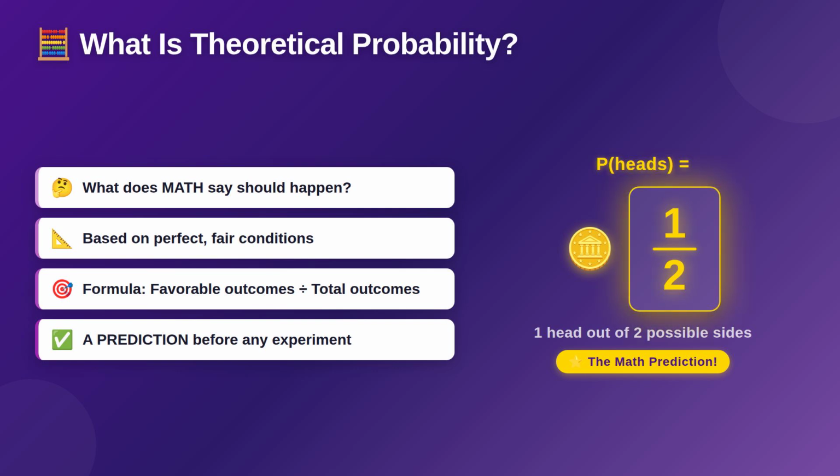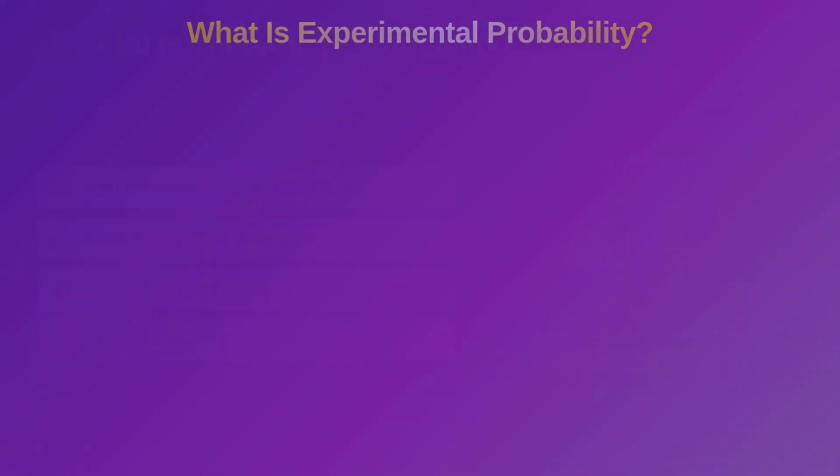Here's the formula. Probability equals the number of favorable outcomes divided by the total number of possible outcomes. For a coin, there's 1 heads out of 2 possible sides. So the theoretical probability of heads is 1 out of 2, or 1/2. Simple and clean. That's the math prediction.